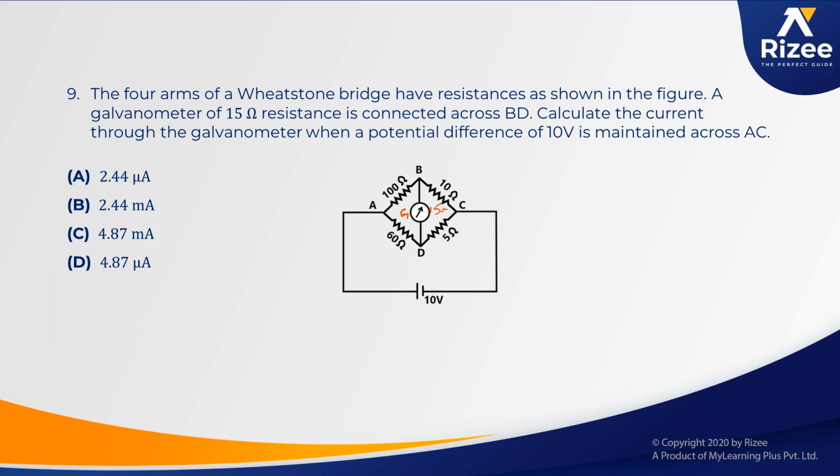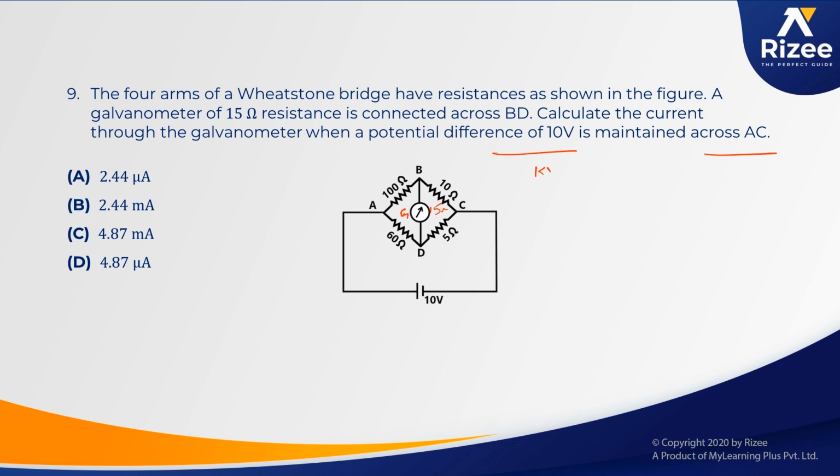A potential difference of 10 volts is maintained across AC. This is the one condition. So he's asking how much current will be passing. This can be solved by the general Wheatstone bridge derivation. You can go for the loop equations, or you can also go for another type of analysis here. I'll better go for the loop equations so that everybody will understand this one.